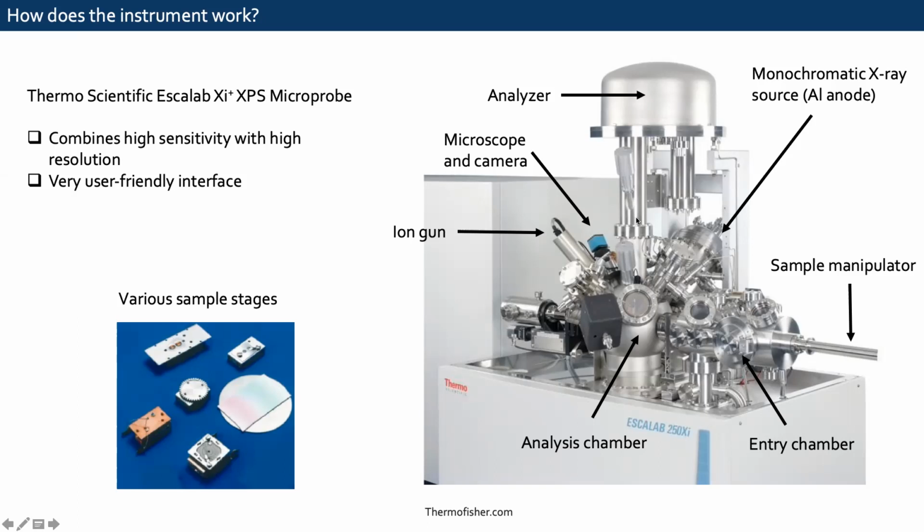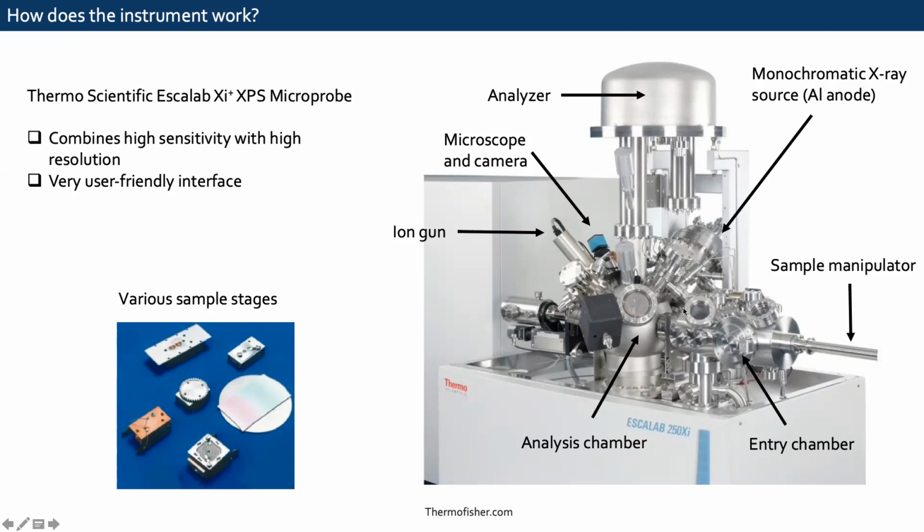The primary components are the ion gun, a microscope and camera, the analysis chamber, the entry chamber, the sample manipulator, and the X-ray source. So what happens is, this is the entry chamber. You mount your sample onto one of the desired stages. You open this entry chamber door, and at the end of the sample manipulator rod there's a little clasp where you put your sample stage. So you open the door, attach your sample stage to the manipulator, close it, and then you pump down to a really high vacuum.